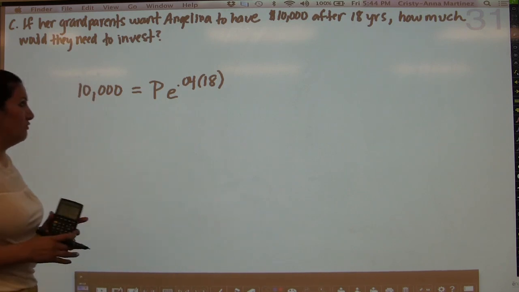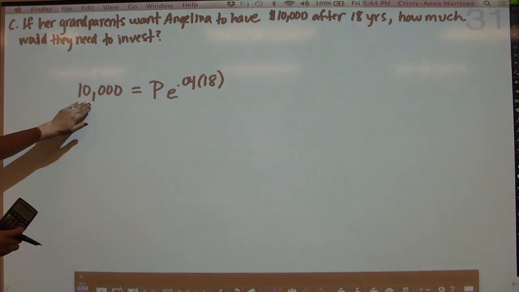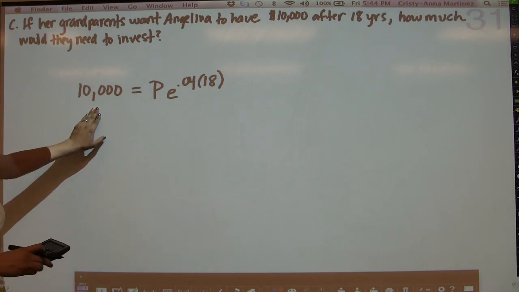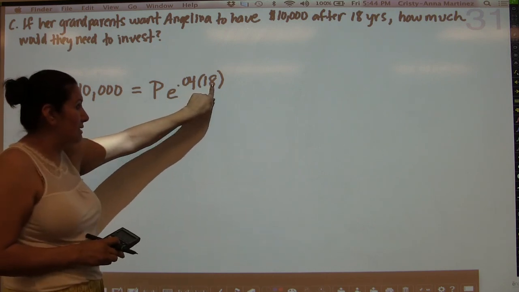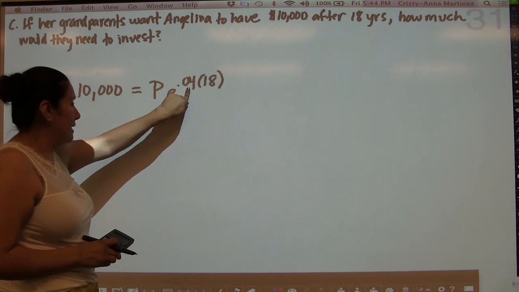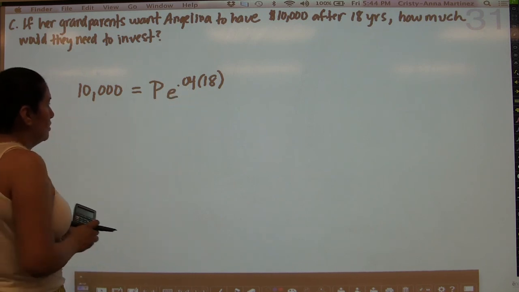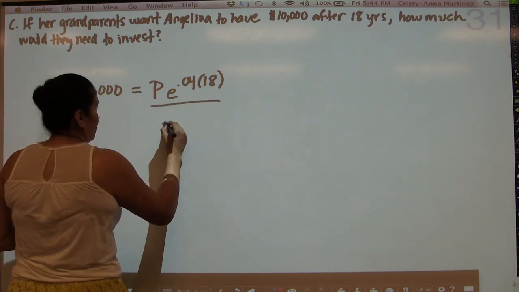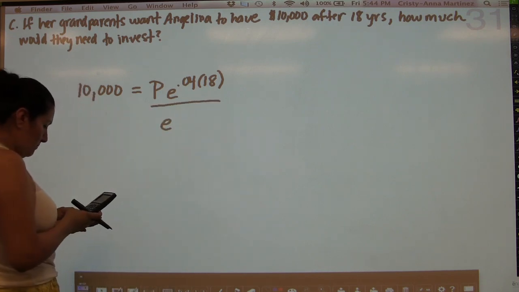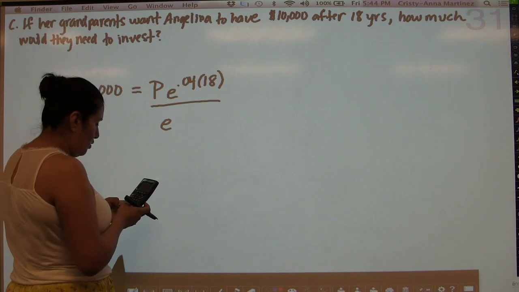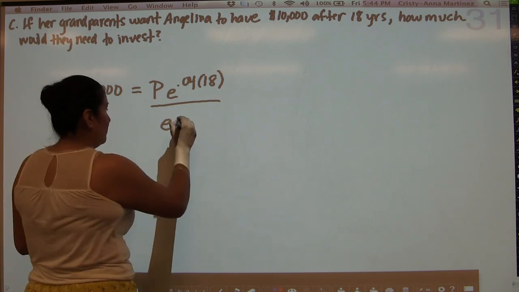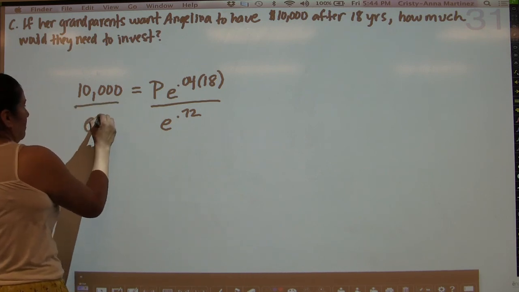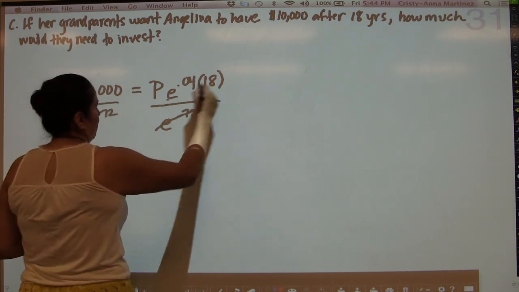So they've given us different information this time. We know that we want the account to be at 10 grand, but we don't want to wait 30 years. We only want to deal with 18 years, so that's T. The interest rate is still 4%, and we don't know what P is. So now we're just going to divide by E. What is 0.04 times 18, you ask? Apparently 0.72. So we're going to divide by e to the 0.72 on both sides. That takes care of that.